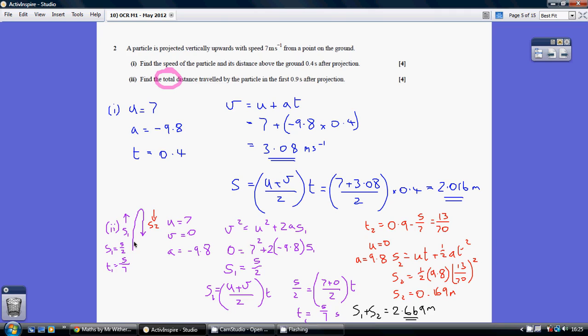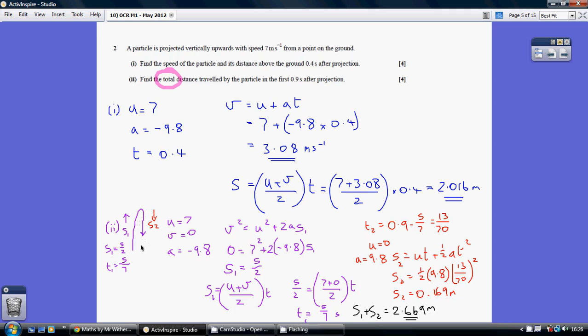So let's break that into 2. So for the journey travelling up, which I'm calling S1, well, this is really similar to what we did before. So we've got an initial speed of 7. At the top of the bounce, effectively, our speed is 0, just as we turn to come back down. So v equals 0. Again, acceleration is minus gravity, so minus 9.8. So substituting into v squared equals u squared plus 2as, we can see the distance travelled up is 5 over 2 meters.